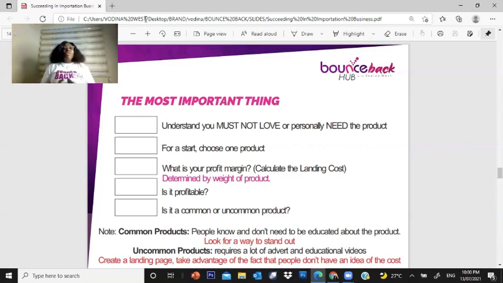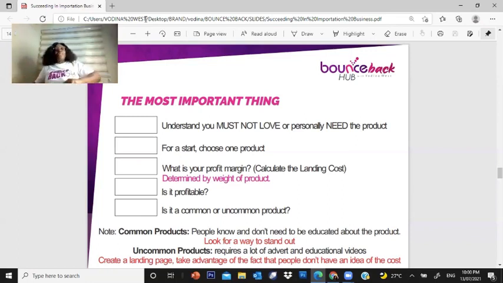about the product. So if it is a common product, you have a little work to do by trying to stand out. You're not educating them about the product per se, because everybody knows what a mouse is, everybody knows what hair is, everybody knows what a shoe is, but do look for a way to stand out so that you don't get swallowed in the crowd of all that.